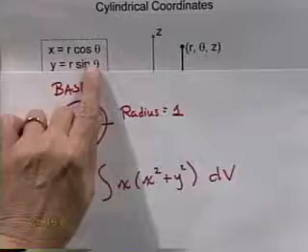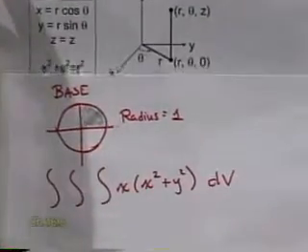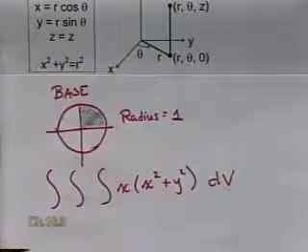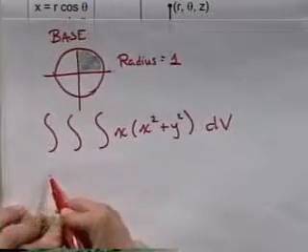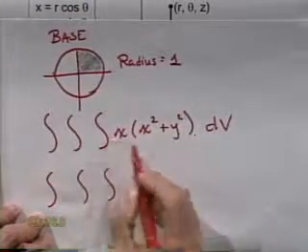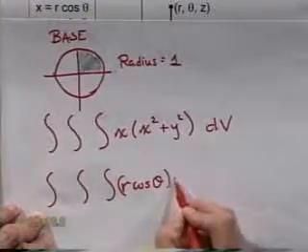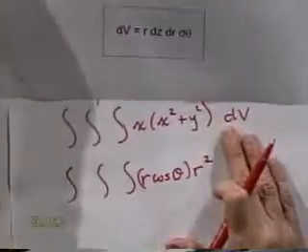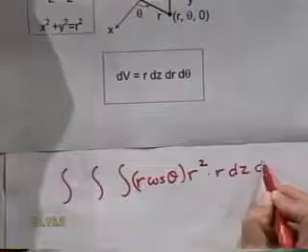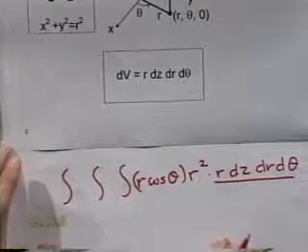Where I see x, I'll put r cosine theta. Where I see y, I'll put r sine theta. But always you want to grab, if you have x squared plus y squared, you can replace it with r squared. And so my integrand is going to become, where I see x, I put r cosine theta. Where I see x squared plus y squared, I put r squared. Where I see dv, I put r dz dr d theta. All that goes in for dv.